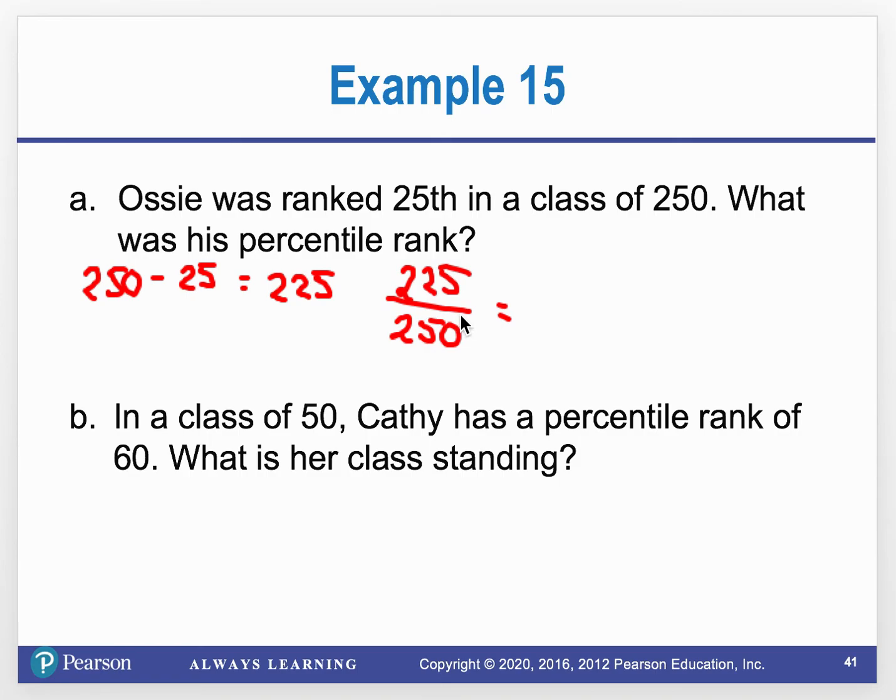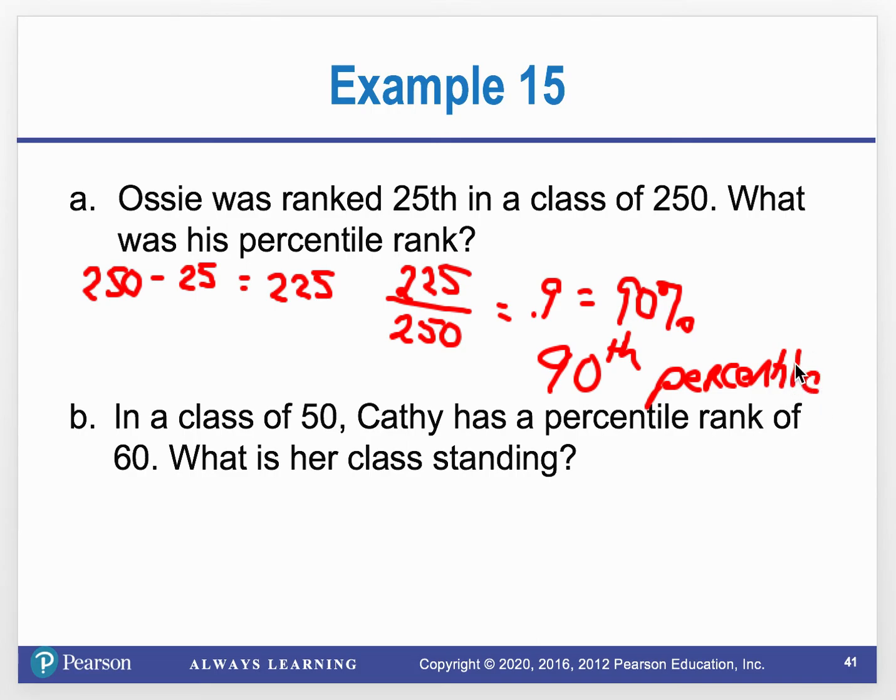Let's see. Oh, that's 0.9. 0.9 is the same thing as 90%. So he was in the 90th percentile. Means he scored higher than 90% of the people in his school.